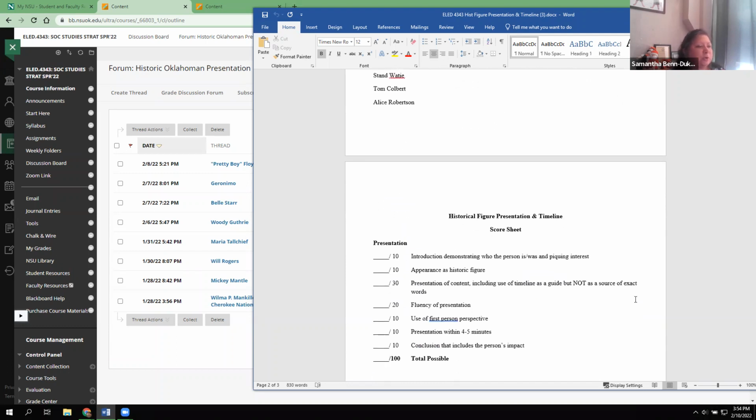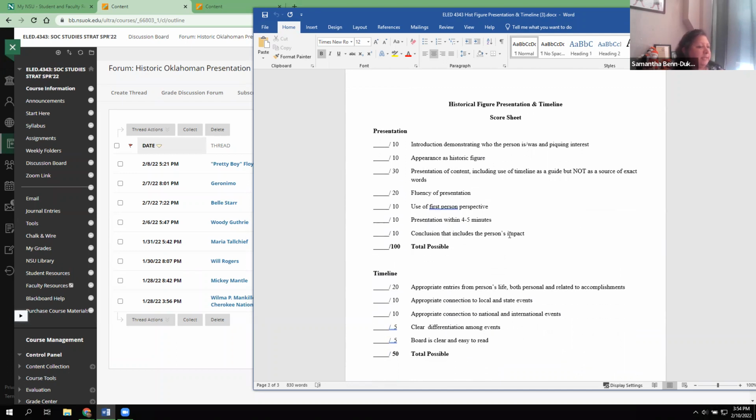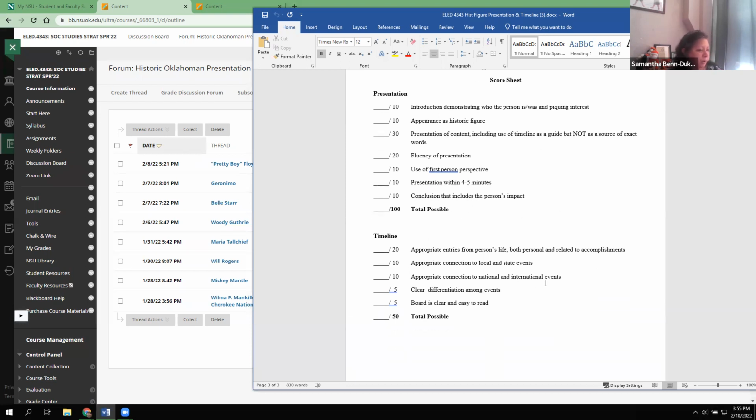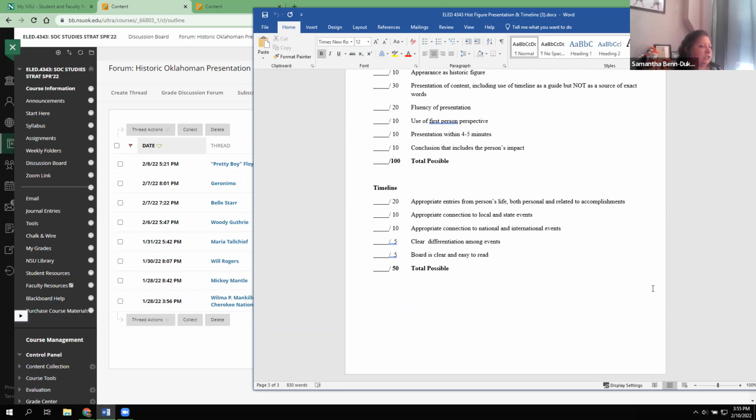And then here is the score sheet for how you will be assessed. The presentation, 4 to 5 minutes again. And it's very important to have that introduction, have something with your appearance that indicates the historic person, and some kind of a conclusion, very important. And then the timeline, and you can see how this is broken down with entries from the person's life, particularly related to their accomplishments. And then connection to local and state, national and international events.